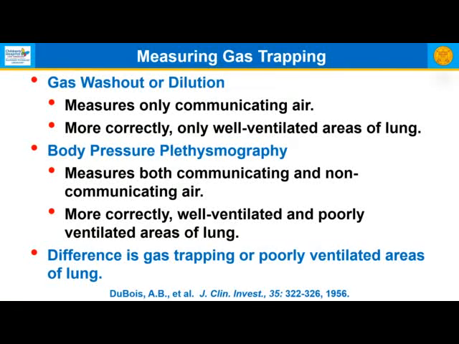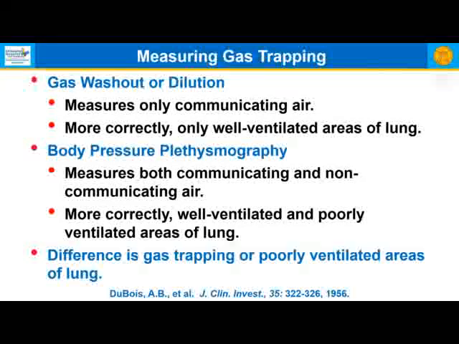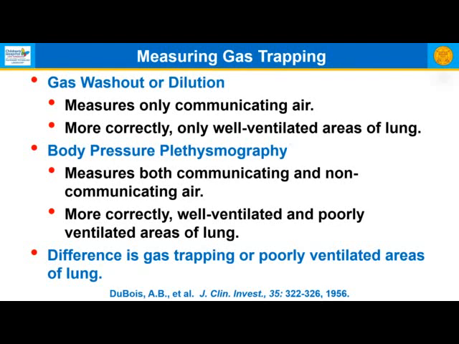So measuring trapped gas. A gas washout or dilution measures only communicating air or well-ventilated areas of lung. The body box measures both communicating and non-communicating air, or more correctly, well-ventilated and poorly ventilated areas. So the difference is gas trapping or poorly ventilated areas of lung.